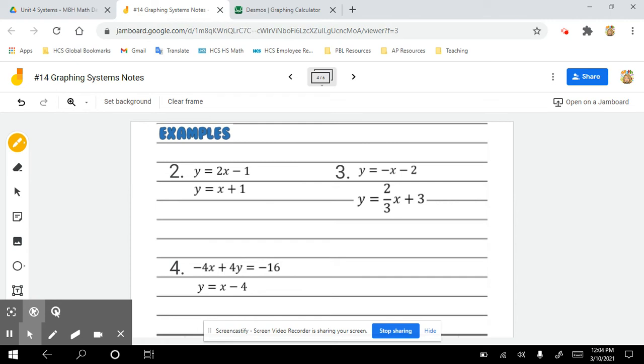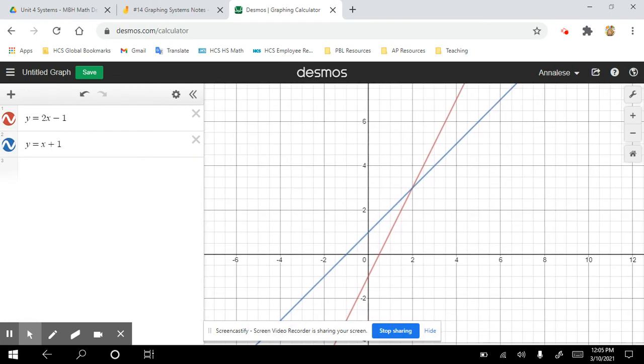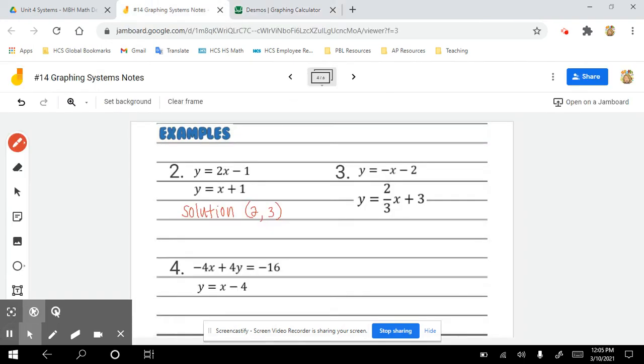These examples are actual equations. So what we're going to do is type them into Desmos and find their intersections. Let's take a look here at number 2 and type that into Desmos. As we do, you will notice that as you type it in, you are finding where the two lines cross each other. So the red line and the blue line cross each other right here at 2, 3. And that's what I want you to write underneath number 2 as your example.